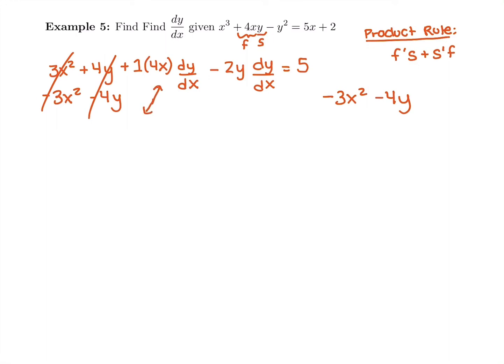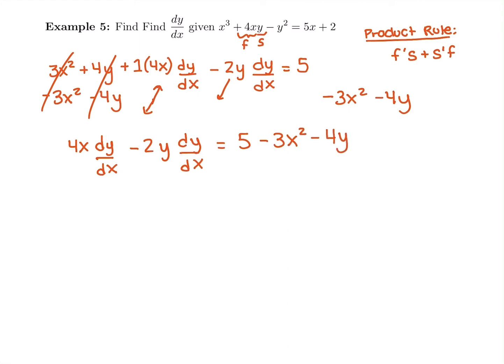Next term, I need to keep it, so I'm going to keep it on the left here. 1 times 4x is just going to be 4x. dy dx stays on the left. And then same thing with the next term. I'm going to keep it on the left. I have negative 2y dy dx. Equals, on the right, I have to keep that 5 over there. It does not have a dy dx. And I also subtracted 3x squared and 4y over.